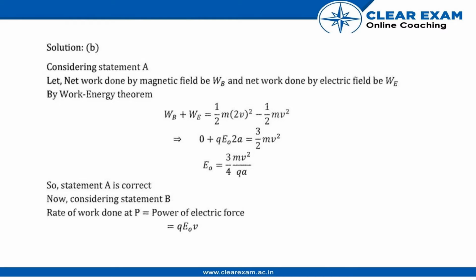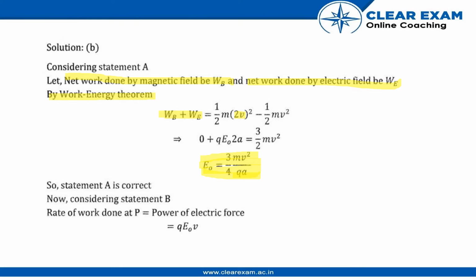Now let the net work done by the magnetic field be WB and the net work done by the electric field be WE. Now by the work energy theorem we have WB plus WE is equal to half m(2v) square minus half mv square. Now substituting the values of WB and WE, we get E naught is equal to 3 mv square by 4 qa. So statement A is correct.